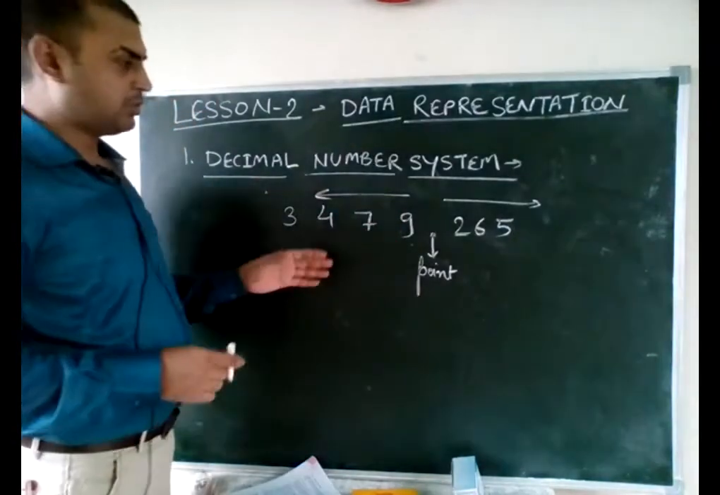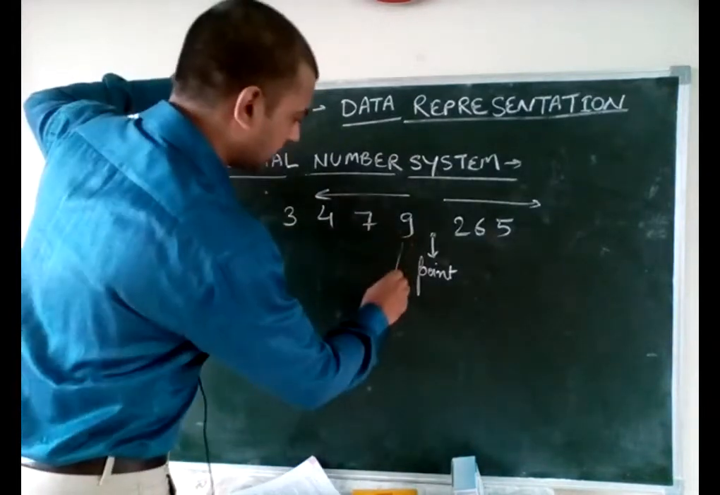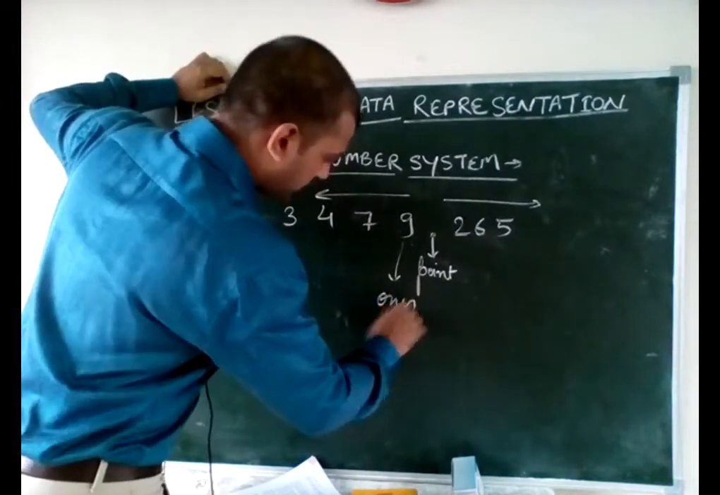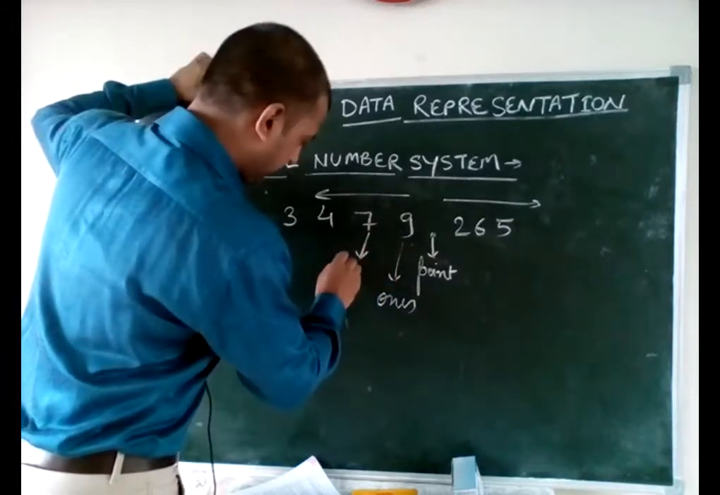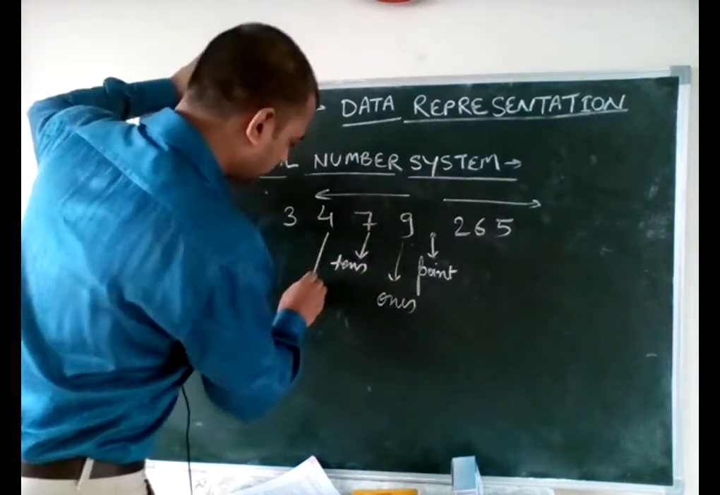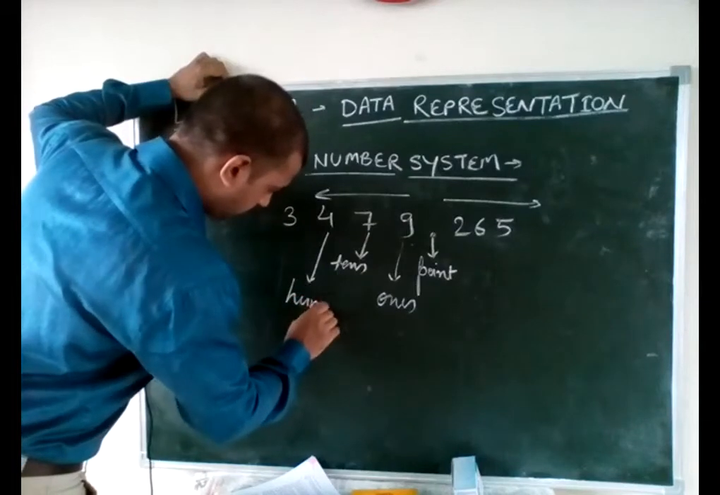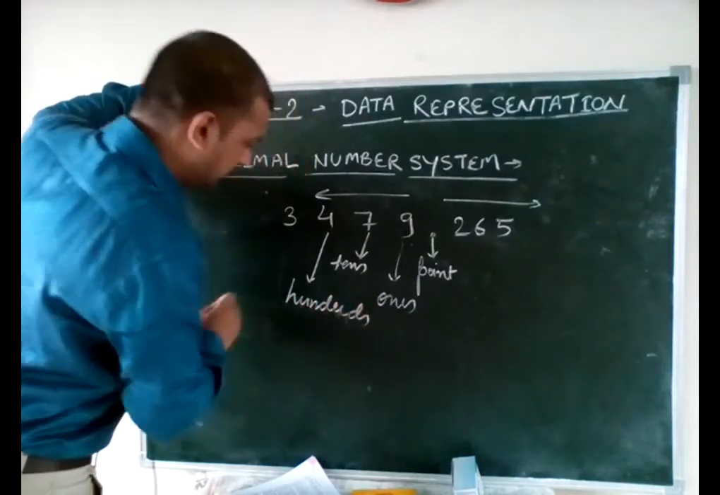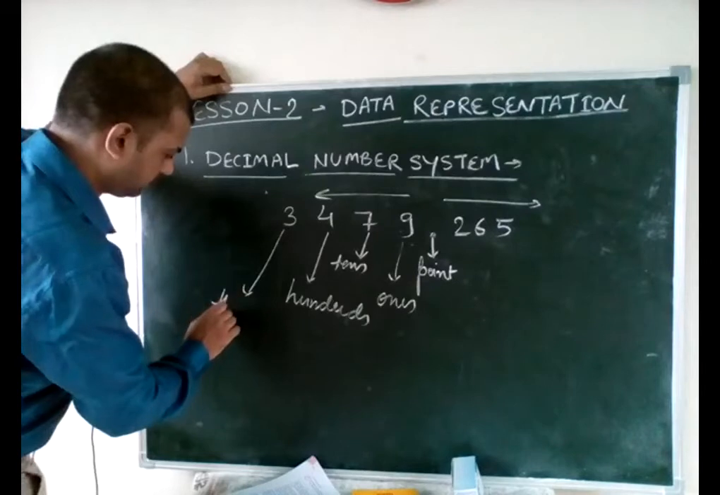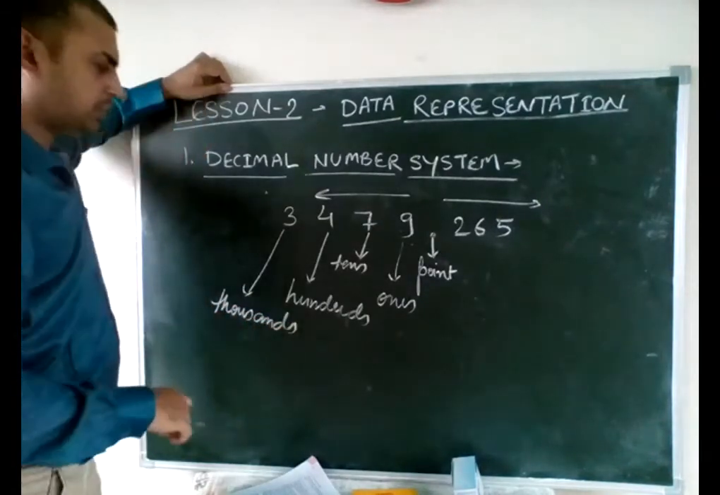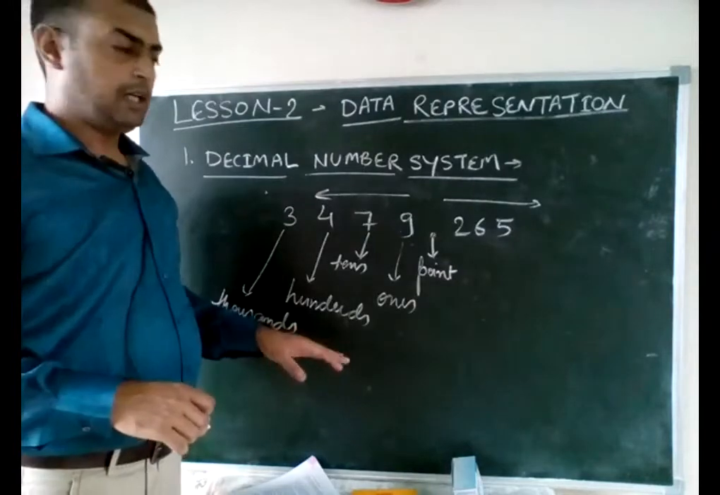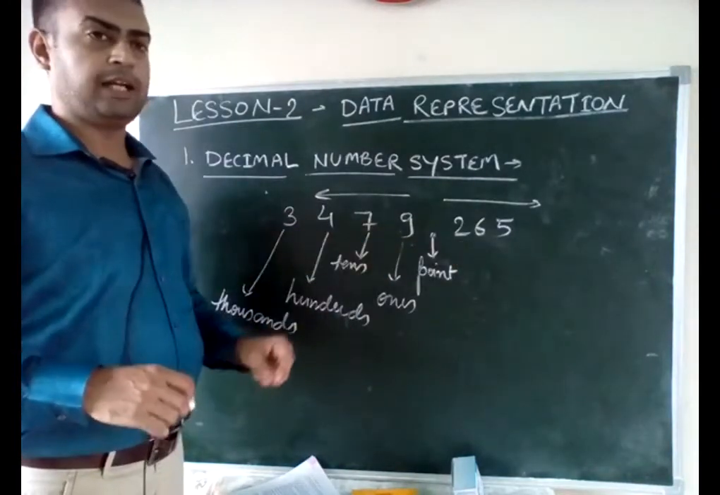Now in this, how will it be understood? This is our ones, tens, hundreds, thousands. This is, and in this we will add th.